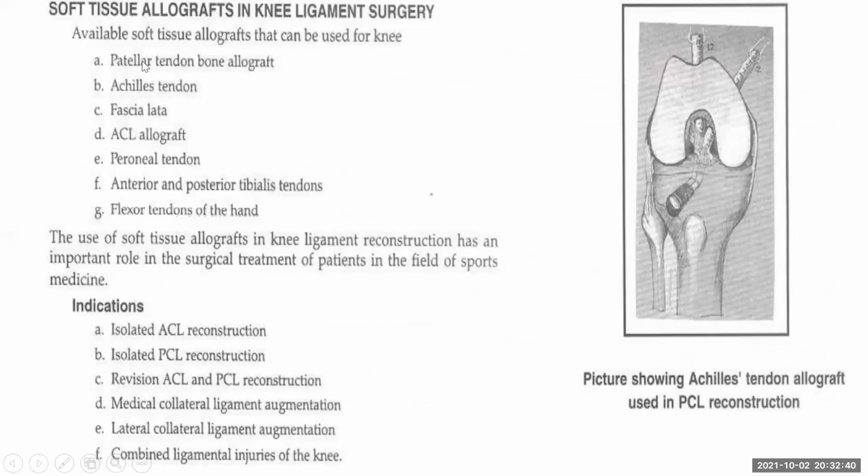Now soft tissue. Available soft tissue allografts are patellar tendon, Achilles tendon, fascia lata, ACL, peroneal tendon, anterior and posterior tibialis tendon, and flexor tendons, which are used in ACL and PCL reconstructions, which Samantha sir will tell us in detail.